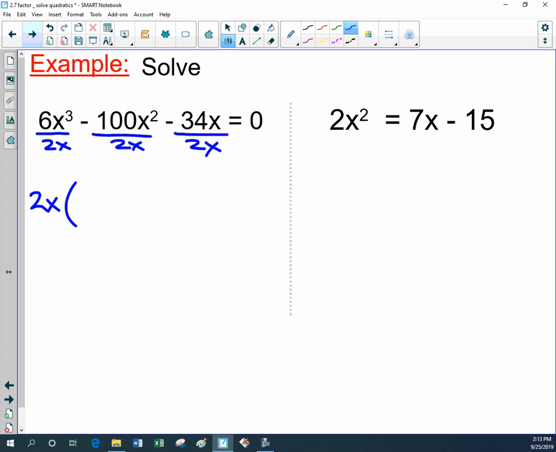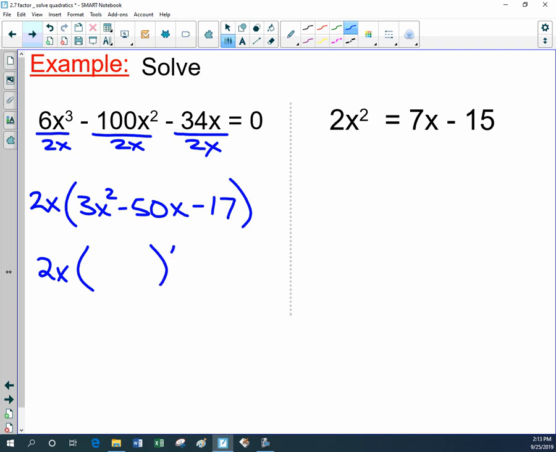So 6 divided by 2 is 3. Factoring out 1x, so it'd be x squared. Negative 100 divided by 2 is negative 50. Factored out 1x, so it'd be x. Negative 34 divided by 2 would be negative 17. And we factored out the 1x there. Okay, so we factored out the 2x.